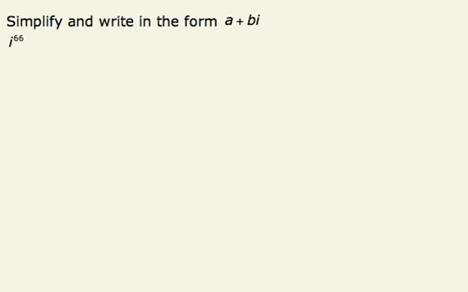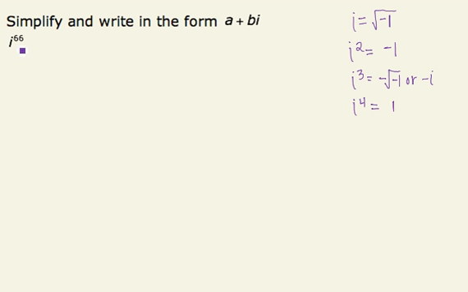Simplify and write in the form a plus bi, i to the 66th. Well, when I'm working with imaginary numbers, I remember that i is the square root of negative 1. i squared, then, is simply a negative 1. i to the third is a negative square root of negative 1, or a negative i. And i to the fourth is 1.